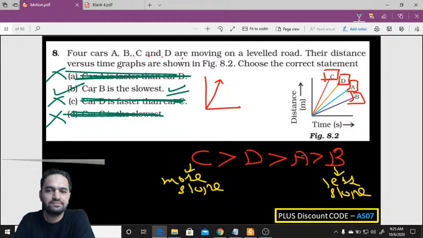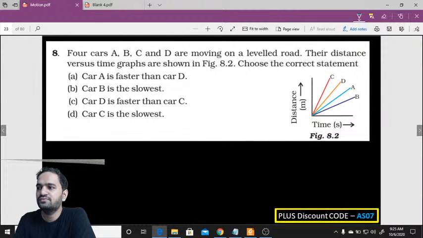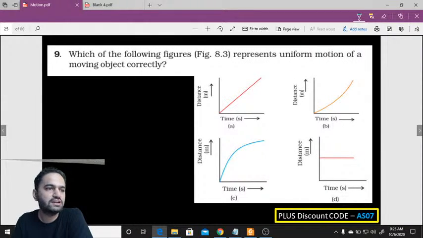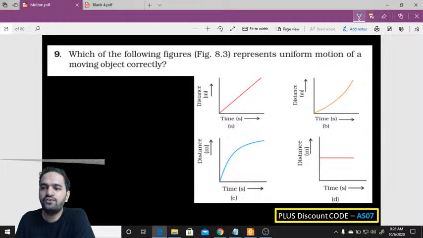Now, can we move ahead? Okay. 4 cars. So this question has already been done. Now, let us move to question number 9. In this case, they have asked you a uniform motion graph.